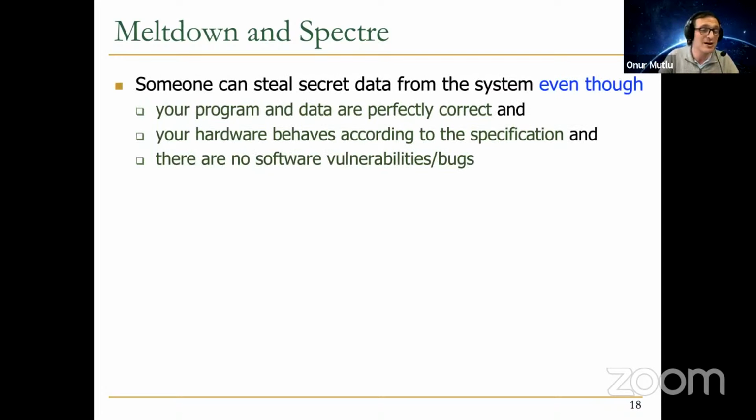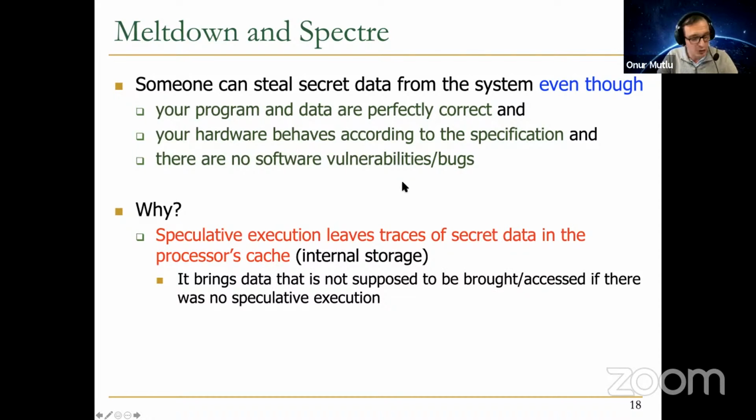Now, Meltdown and Spectre: everything is correct, but they enable someone to steal secret data from the system, even though all of this is true. Why? Because it turns out speculative execution leaves some traces of secret data. So you execute these 200 instructions. Some of those 200 instructions access some things, and some of these things are not supposed to be accessed, let's say. I'm simplifying things a little bit because the real attack is a little bit more convoluted.